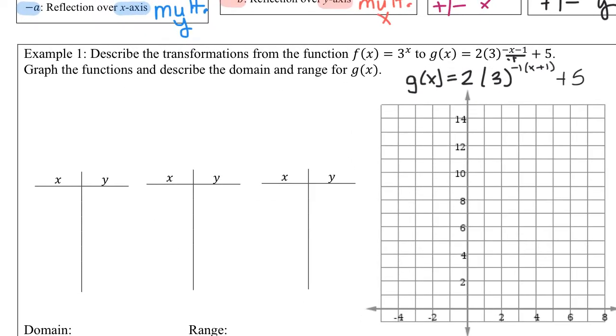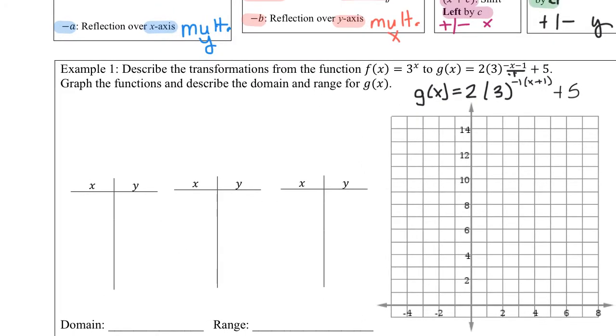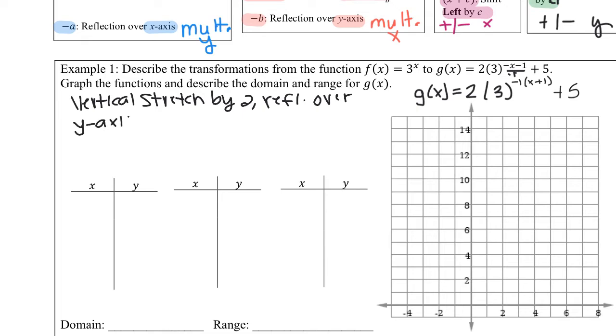So describing transformations first. The 2 in the front, that is our a. Since the 2 is greater than 1, that means there was a vertical stretch by 2. That's one thing that happened. Then I do have a b value of negative 1. So it wasn't horizontally stretched or compressed, but it did get reflected over the y-axis. Then I have a c value of plus 1. Remember, use the one that had b factored out.